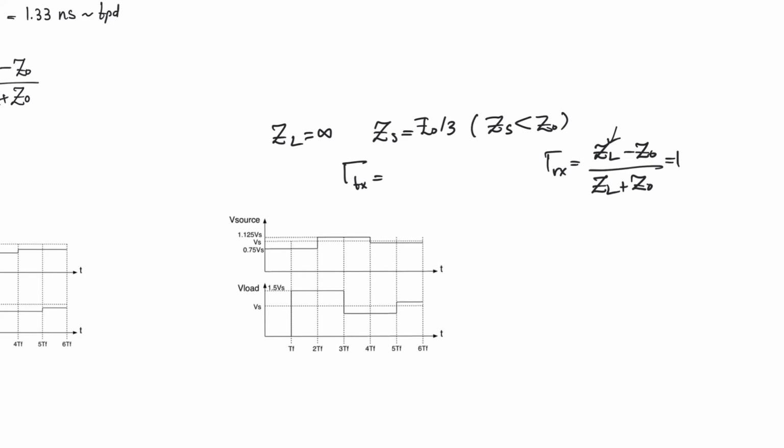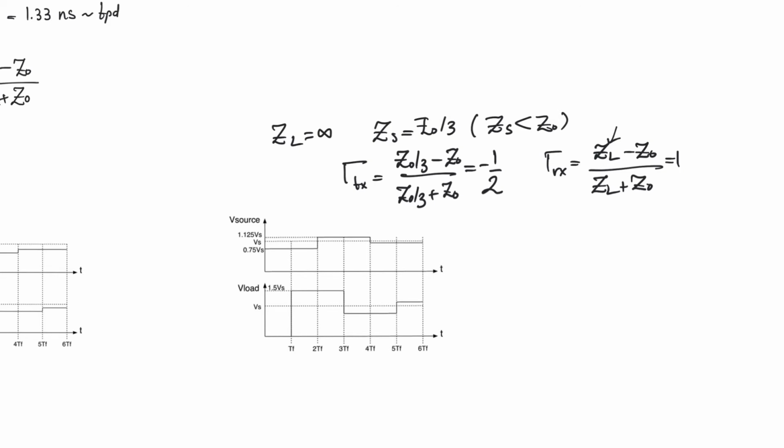But for gamma Tx, we're going to calculate it as Z naught over 3 minus Z naught, over Z naught over 3 plus Z naught. And this is going to give us a reflection coefficient of minus half. So it's going to give us a negative reflection coefficient.